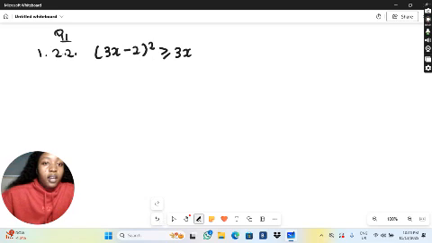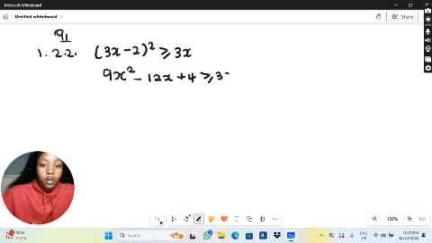We're having 9x squared, which is 3x to the power 2, minus, we double the term, right, which is 6x plus 6x. We are going to have 12x and then plus what? Plus 4 is greater or equal to 3x, right? Then we take the 3x and put it on this side.